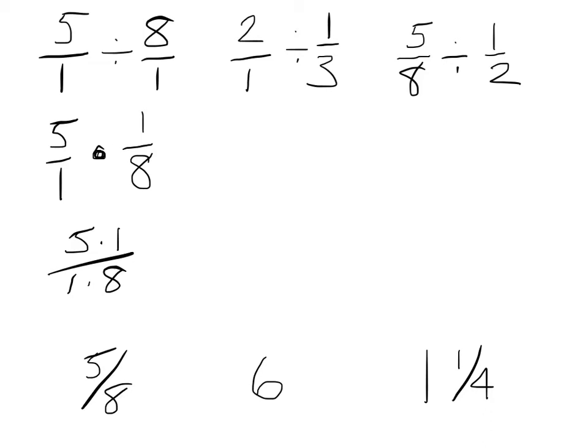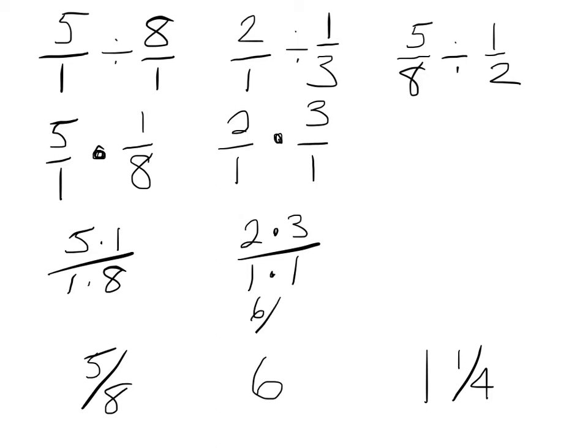In our second example, if we always keep our starting number, so 2/1, we're going to rewrite this division as multiplying by the reciprocal. We're going to copy the first number, change to multiplication, flip the second number. We end up with 2 times 3 in the numerator, 1 times 1 in the denominator. That's 6/1. That's how we got our 6 for our answer, 6 pizzas.